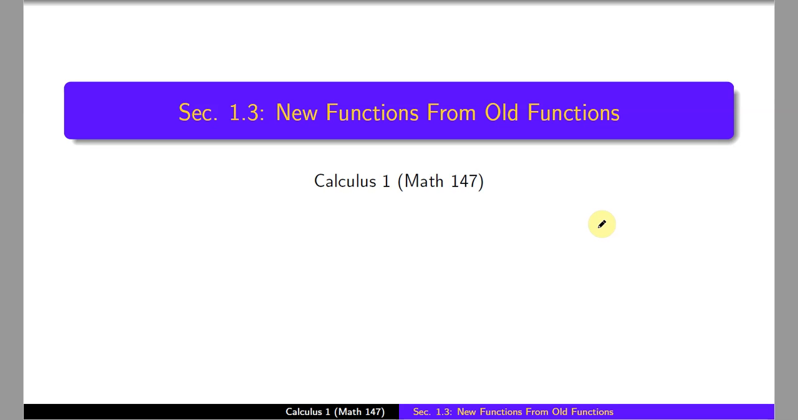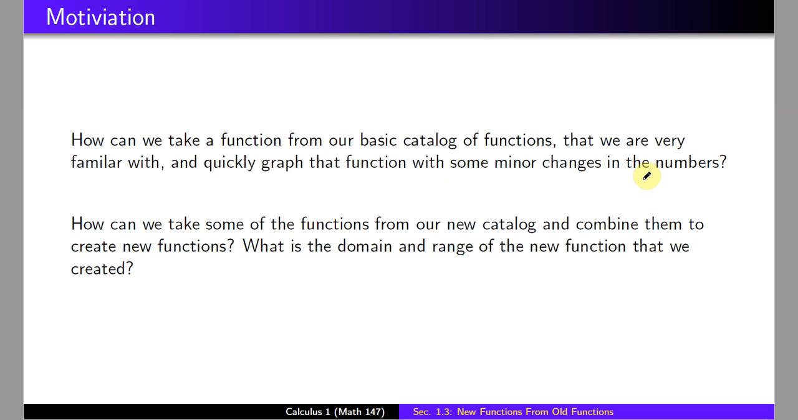In section 1.3, we're going to discuss how we can make new functions from old functions. Now, there's two different ways that we're going to approach this. Now that we have this catalog of functions that we discussed from the previous section, this basic catalog of functions that we're familiar with, first, how can we quickly make a graph of that function with some minor changes in the numbers? And to do this, we're going to review what are called transformations of functions.